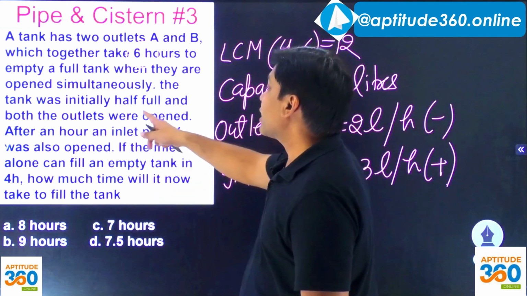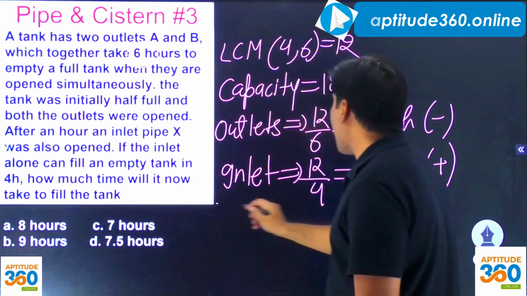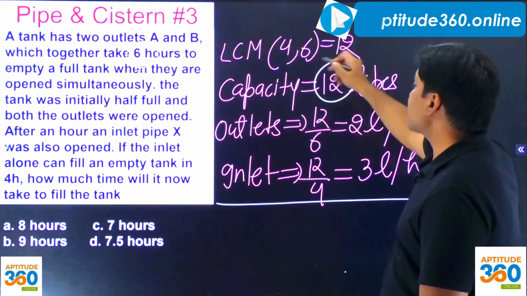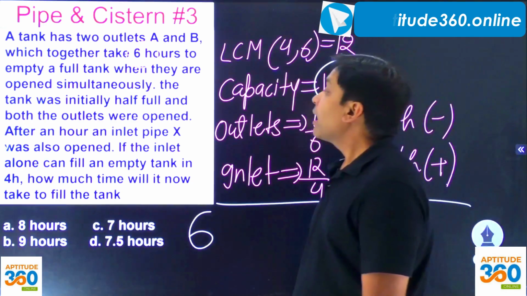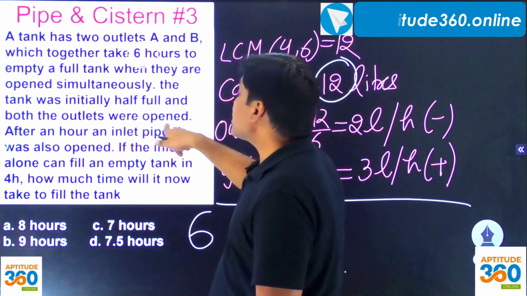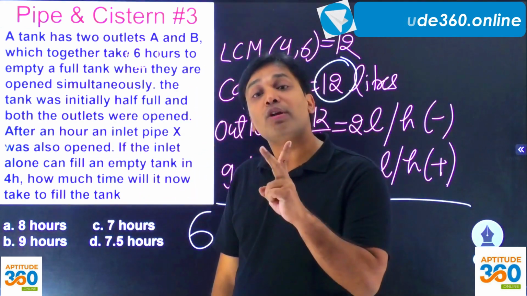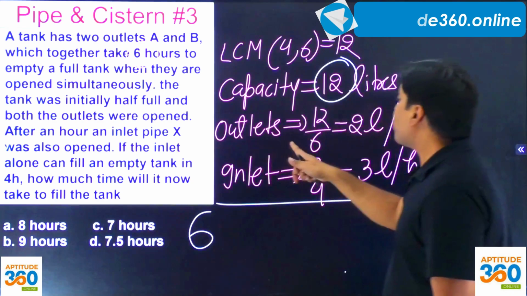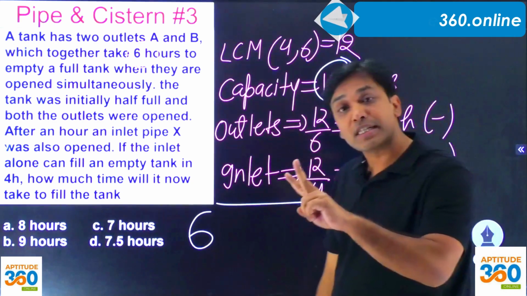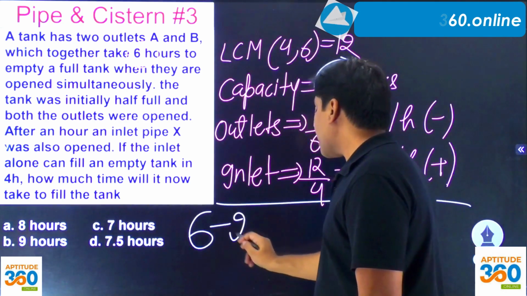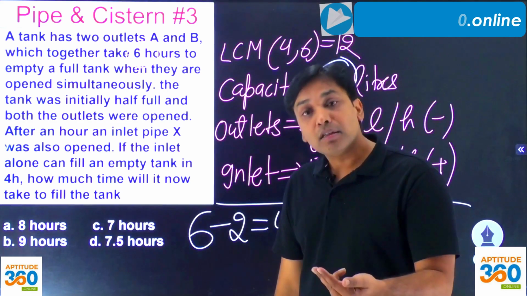अब आप देखो ये क्या कर रहा है. When the tank was initially it was half full. What is half full? 12 liters is the capacity. So 6 liters तो ये भरा होगा, यही हुआ होगा ना. Half full and both the outlets were opened. ठीक है जी. Opened after an hour. तो 1 घंटे तक तो ये दोनों outlets open है. And what is the rate at which these outlets are taking out the water from the tank? It is 2 liters per hour. तो 6 minus 2 हो गया होगा. अब टैंक में पानी कितना बच गया? 1 घंटे के बाद 4 लीटर बच गया.